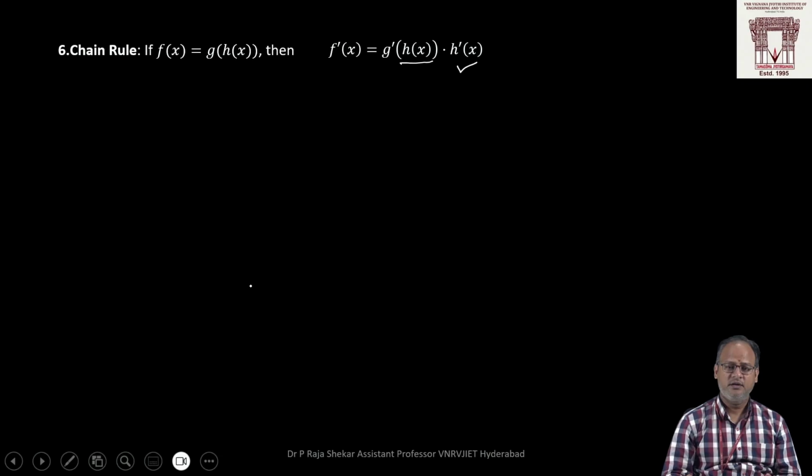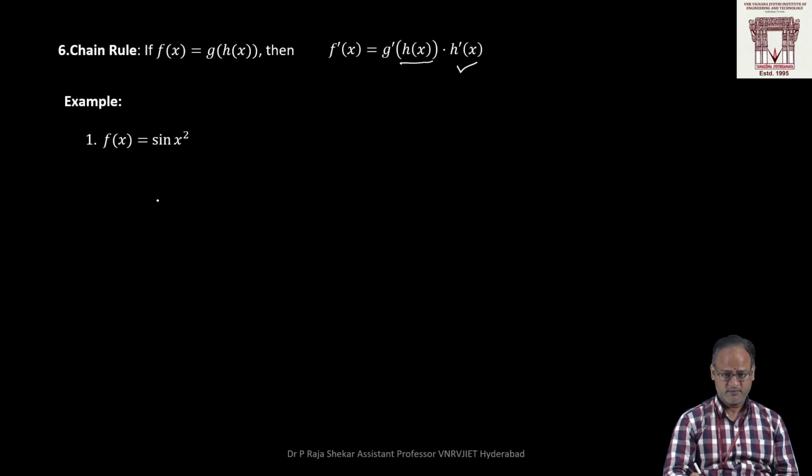So it is like, in a chain, first f is a function of g, g is defined in terms of h, and h is defined in terms of x. So in such a case, if we are to get the derivative of f of x, first we get the derivative of g, and then we differentiate the function h, nothing but h dash of x. Let us illustrate this with one example.